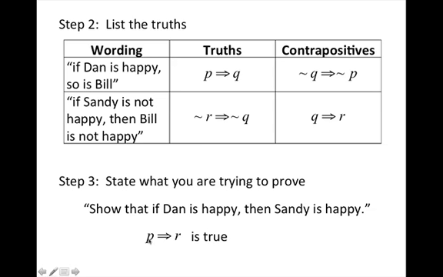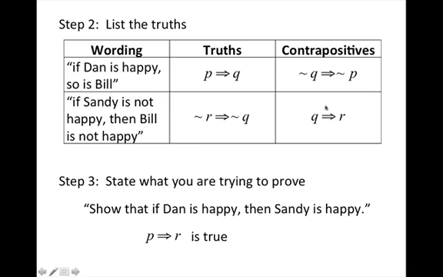Look at what you're wanting to prove. You're wanting to prove P implies R. In my table, I have a P implies Q, and I have a Q implies R. So if I use these 2, I can apply my law of syllogism. So if P implies Q and Q implies R, I can leave out the Q and end up with P implies R. So I'm not going to use the first contrapositive that I listed, but I am going to use the second one.